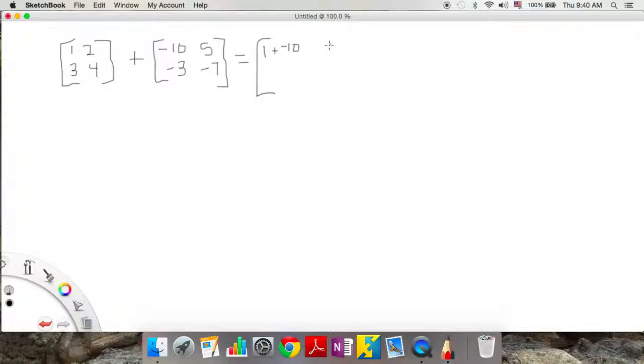And then for the other part, 2 plus 5, 3 plus negative 3, and 4 plus negative 7. So we take each, this is row 1, column 1, so we look at row 1, column 1 plus row 1, column 1. So we end up with an answer matrix that's negative 9, 7, 0, negative 3.